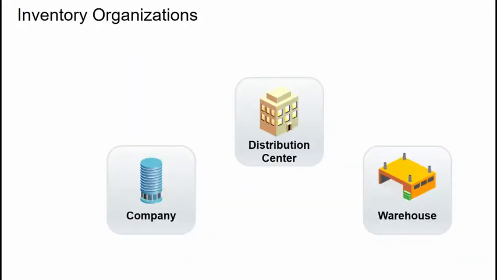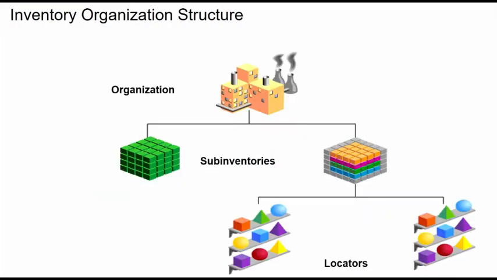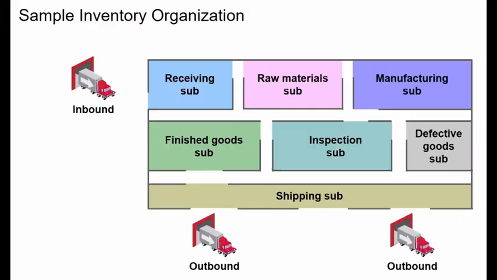Let's first talk about the inventory organization. Any premise can be defined as an inventory organization, whether a company, distribution center, or warehouse. In the inventory organization, you can specify multiple sub-inventories, such as on-hand quantity, inspection, and so on. You can also specify the locator with the row, the rack, and the bin, or any level you want to manage. As an example of inventory organization, you can specify multiple sub-inventories like receiving, raw material, inspection, shipping, and so on.